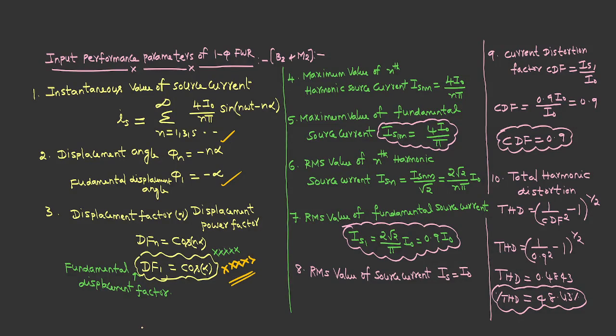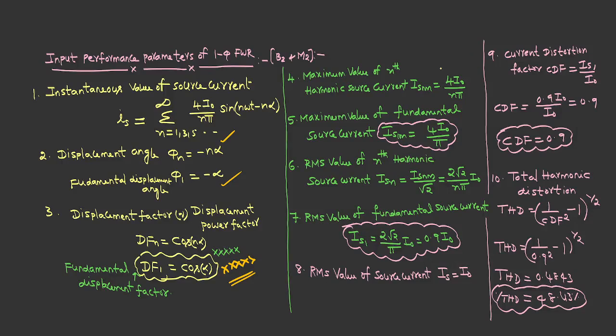Cos alpha. Many times the questions are framed in GATE exam. In a single phase full wave or fully controlled bridge rectifier or midpoint rectifier, both the cases it is applicable. Then what is the displacement factor? Displacement factor equal to cos alpha for the fundamental. If third order, cos 3 alpha. Fifth order, cos 5 alpha.